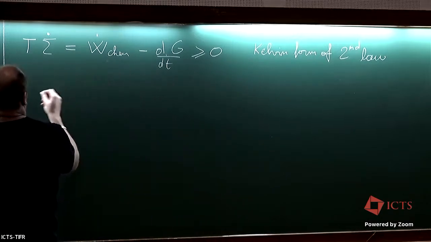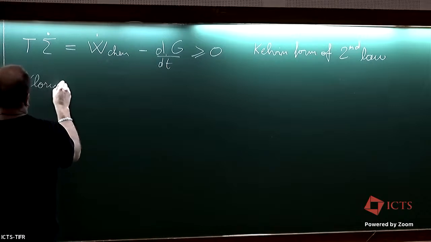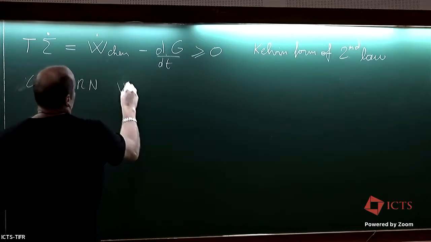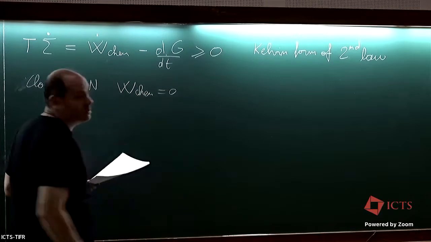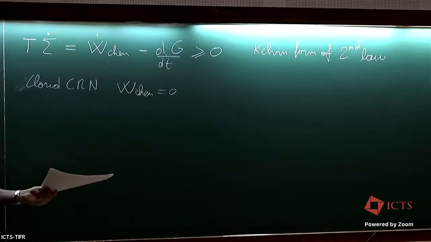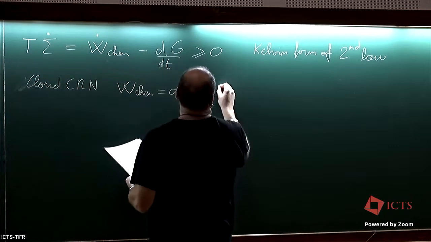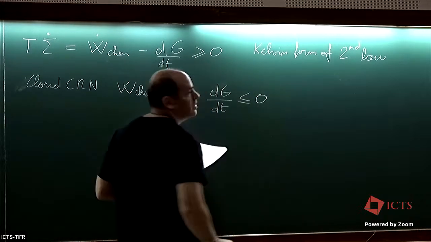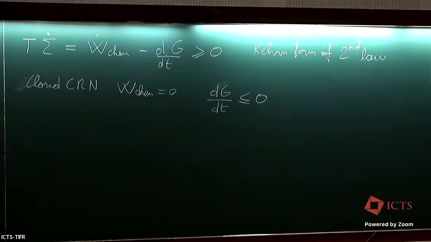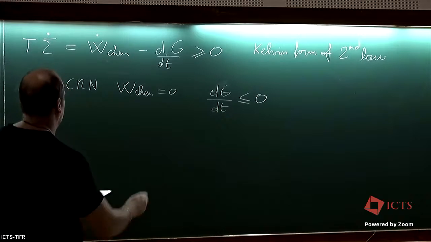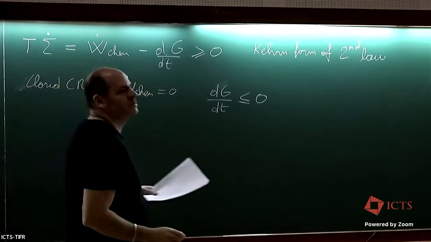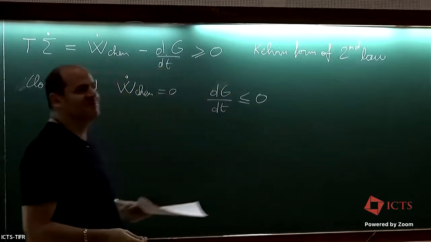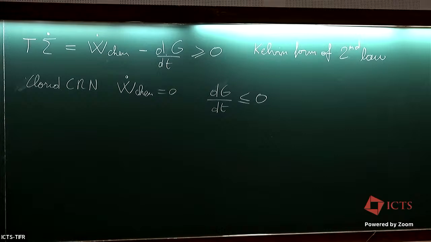One thing that we can already say is that in a closed CRN, the chemical work by definition is zero because it's closed. We don't bring any free energy. So what can we say about G? It's always going to go down. If you don't supply energy to your system, G is always going to go down. Both the rate and, even if I integrate it over time, it's zero.